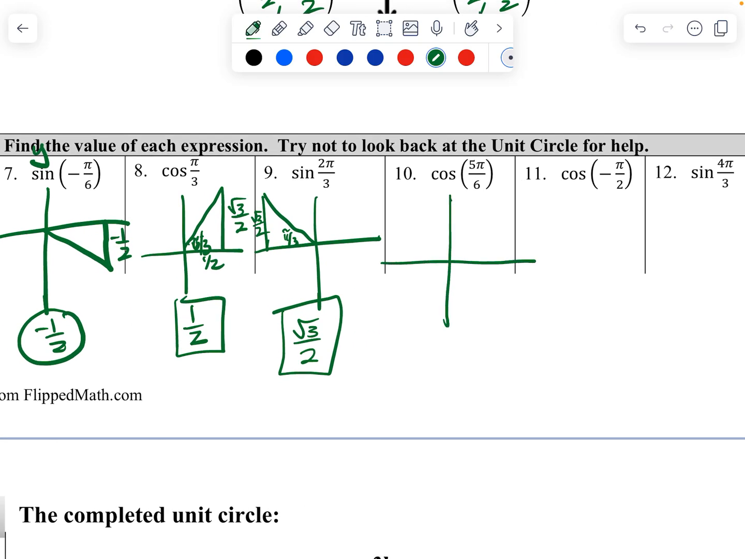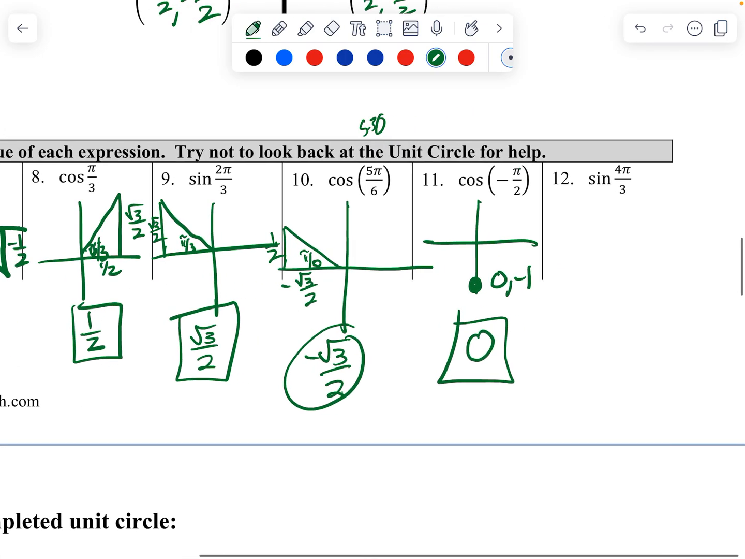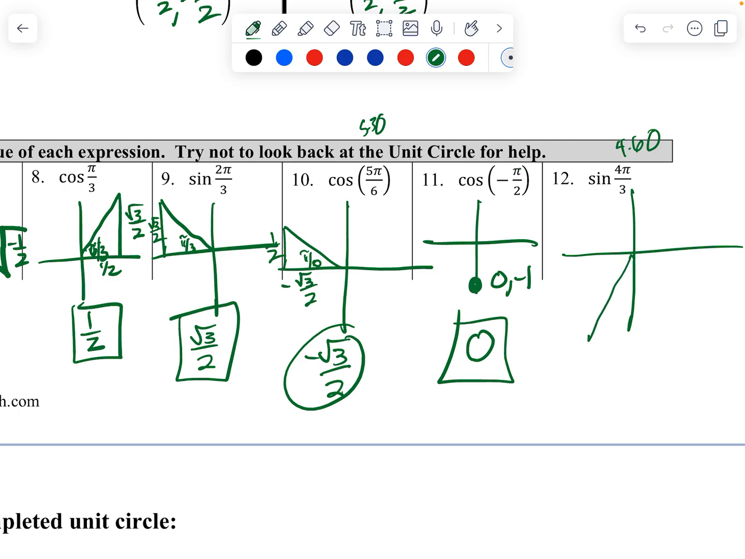Cosine of 5 pi over 6, so 150 degrees. So our cosine, and it's going backwards, so we'd have negative root 3 over 2. Cosine, well, that's just 90 degrees down here, negative pi over 2. So our cosine is our x. And then our sine is 4 pi over 3. So that's 240, so the reference is pi over 3. So we'd have negative root 3 over 2.